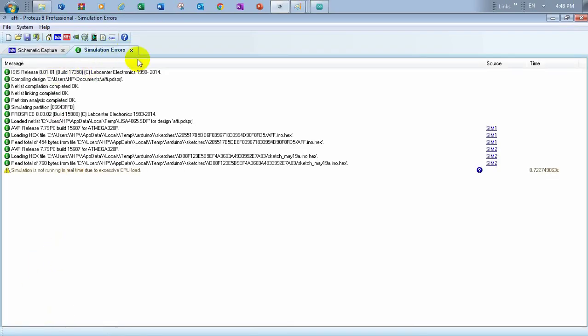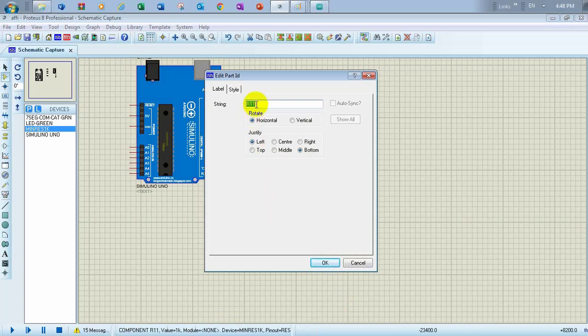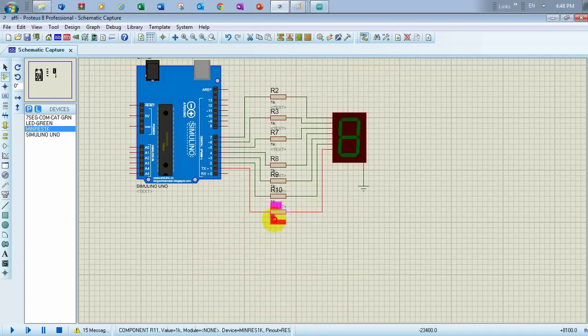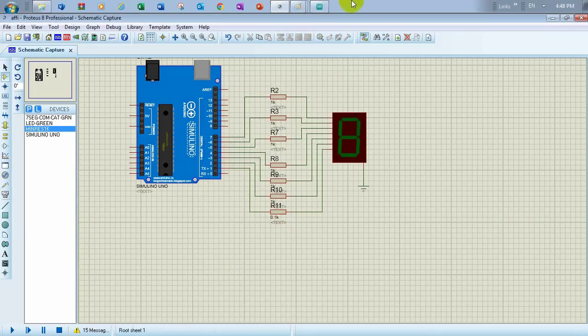So we go to simulation. Kilo ohms, we are going to do it. And kilo ohms, we are going to do it. So 0.1, this means 100 ohm.